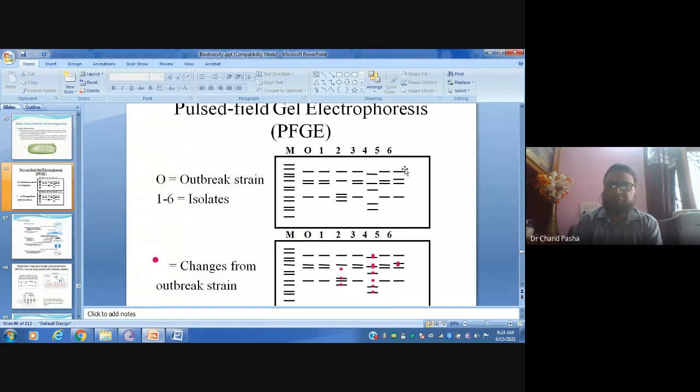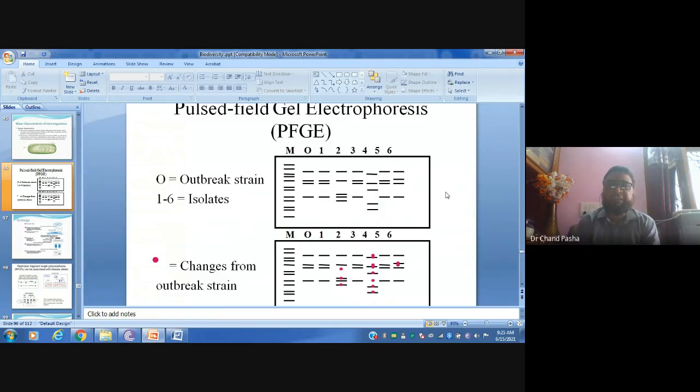Because DNA has a negative charge in its backbone, it moves towards the positive charge, isn't it? Migration takes place, and this migration is inversely proportional to its molecular weight. The lower the molecular weight, the more it migrates. If the molecular weight is higher, it goes slowly. So the topmost bands migrate a bit slowly, and the one with the lowest molecular weight migrates fast. This is normal electrophoresis.